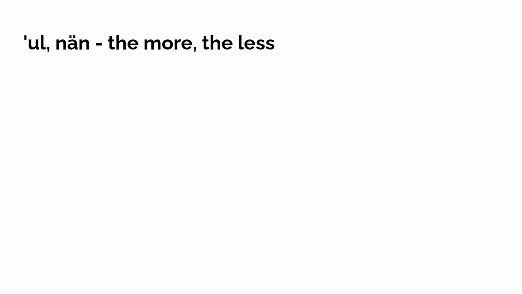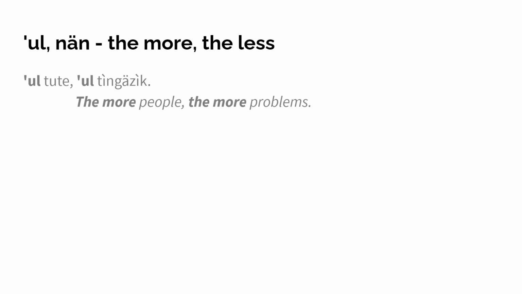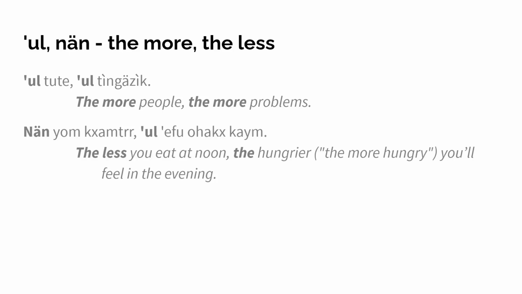Ul and then, the more the less, are in my opinion really useful conjunctions, and we should use them more. So you can use them to build sentences like this. The more something happens, the more something else happens, and the same with the less. So I just show you some examples. Ul tute, ul tengesek. The more people, the more problems. Nen yong am tr, ul efo or hak gaim. The less you eat at noon, the hungrier or the more hungry you'll feel in the evening.